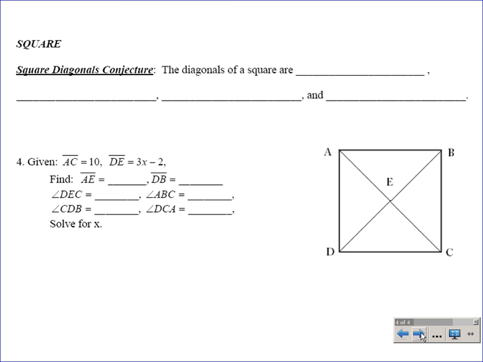Okay, last thing. Squares. Now, what do you know about a square?